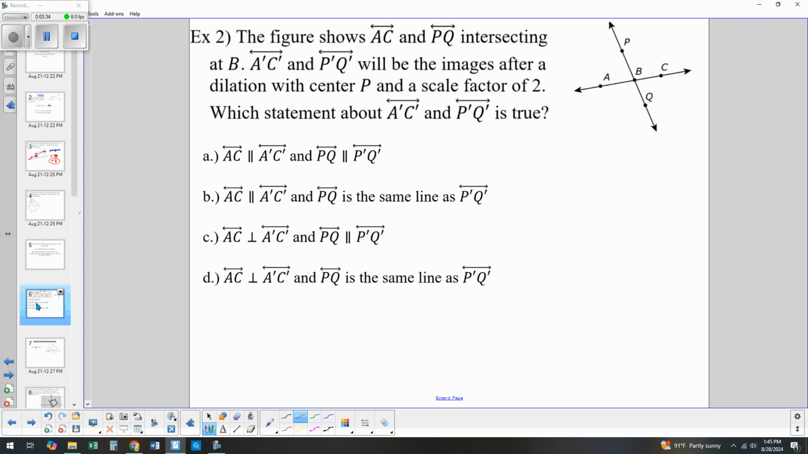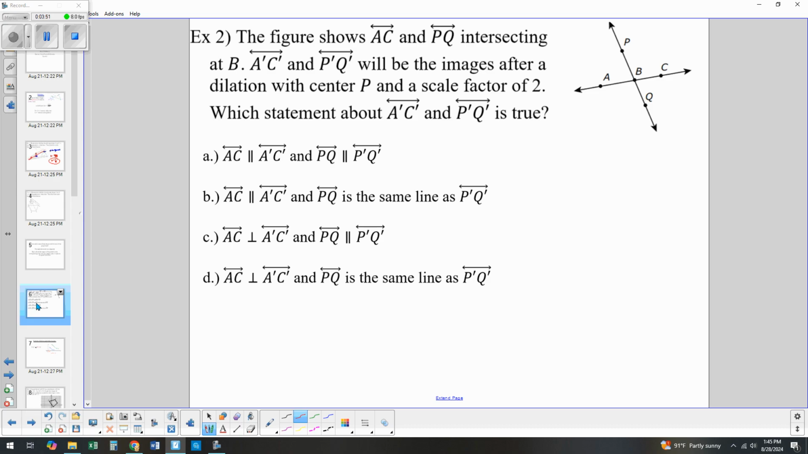So in example 2, we're looking at line AC and line PQ that happen to intersect at point B. We're going to dilate lines AC and PQ to create A prime, C prime, and P prime, Q prime. And we're going to center it at P with a scale factor of 2.